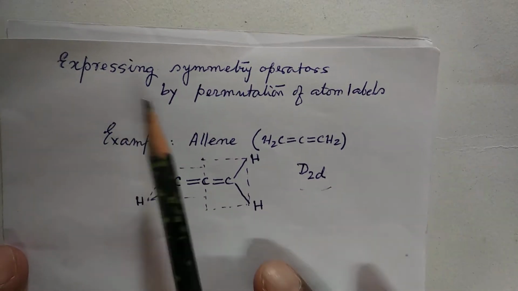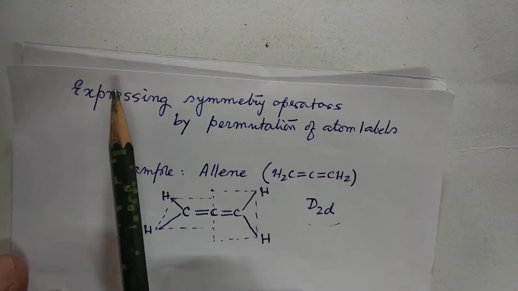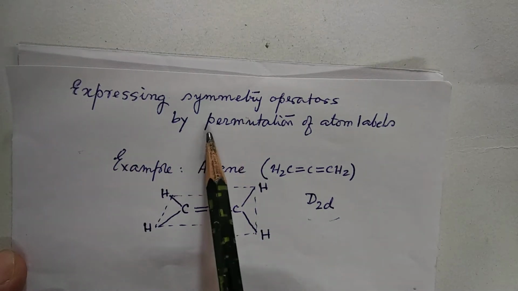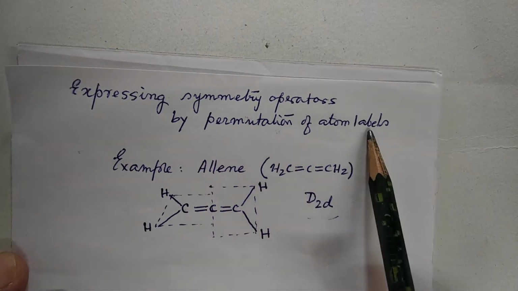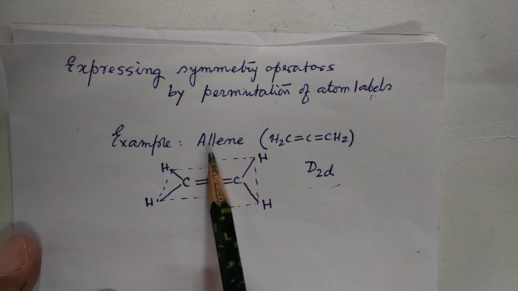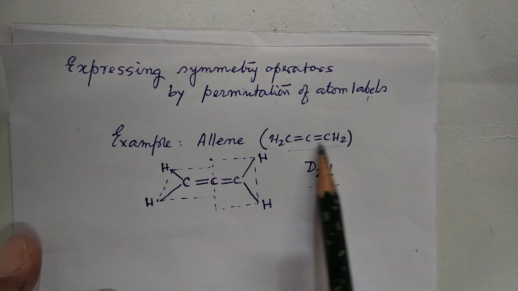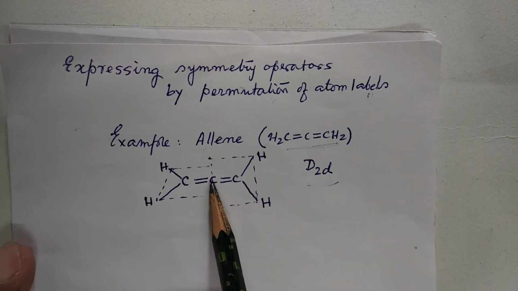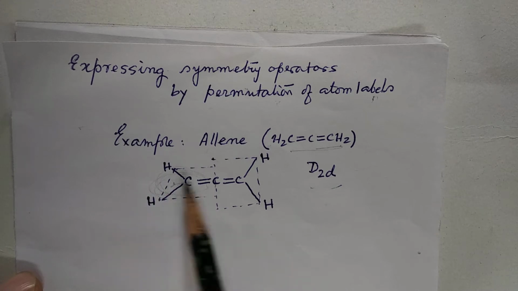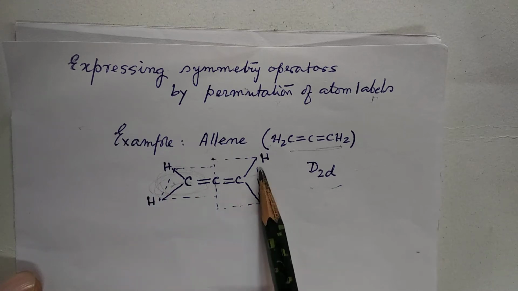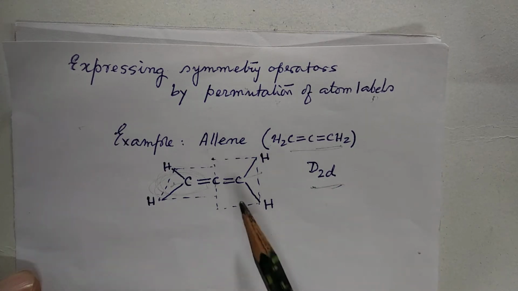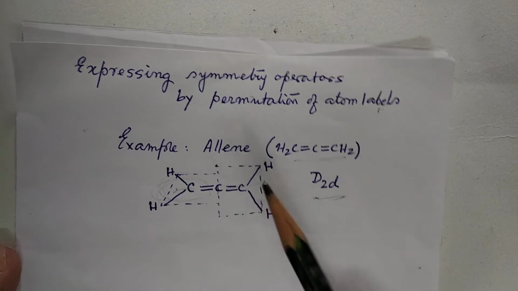In this video, I am going to explain how to express symmetry operators by permutation of atom labels. I will take the example of the Allene molecule, this one. Its structure is like this. One part is in one plane and the other part is on a perpendicular plane, and the point group is D2d. I explained all these in my earlier video.